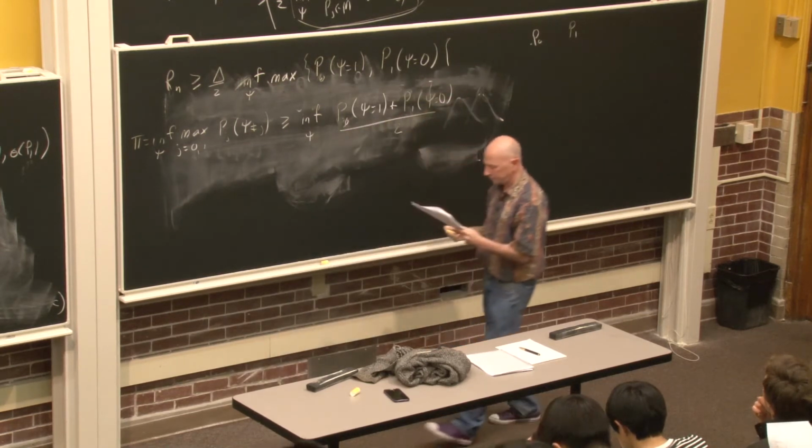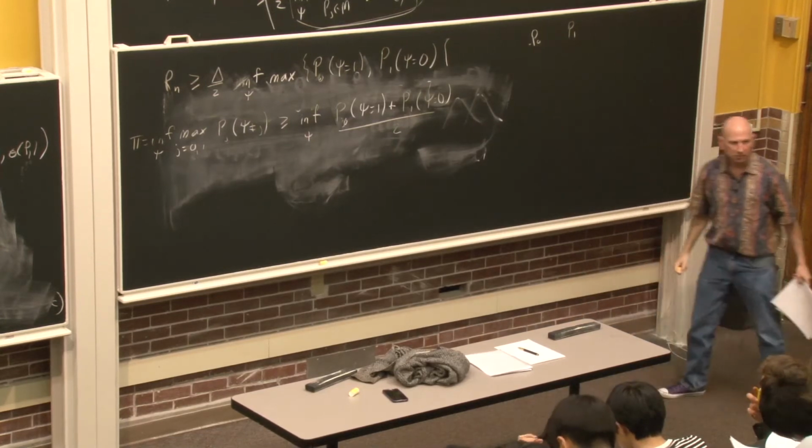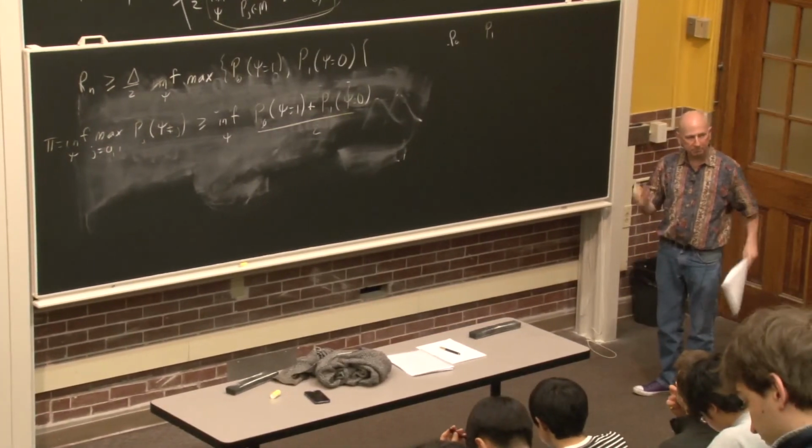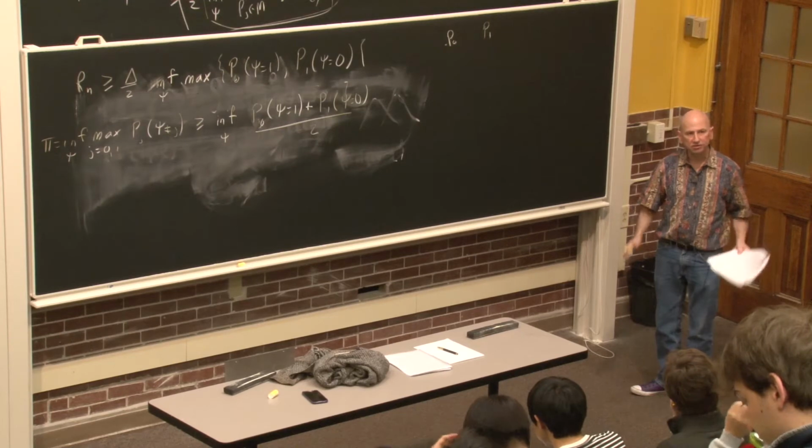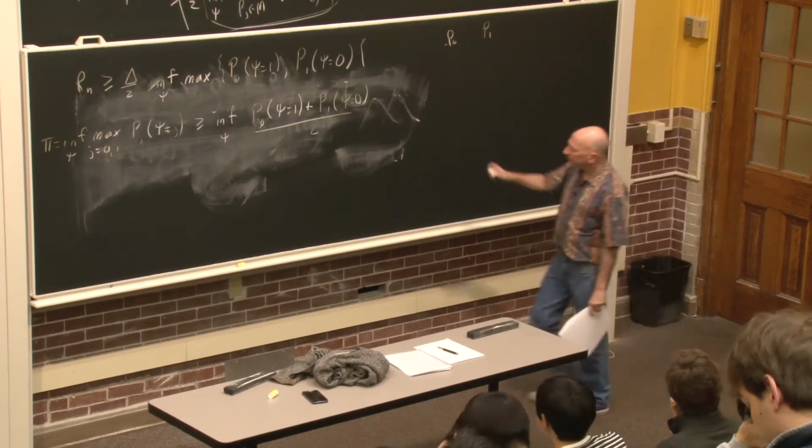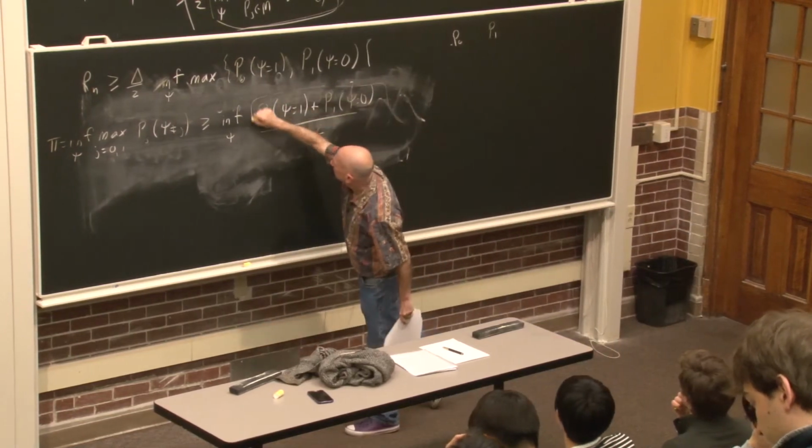Over 2. Right? The maximum of the two is bigger than or equal to the average. But now, let's look at what we have here.